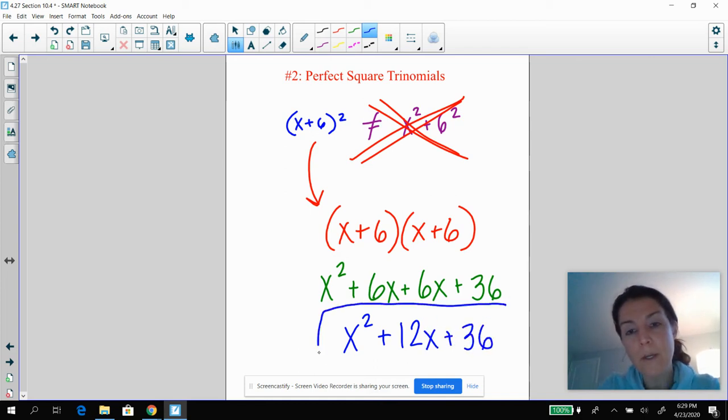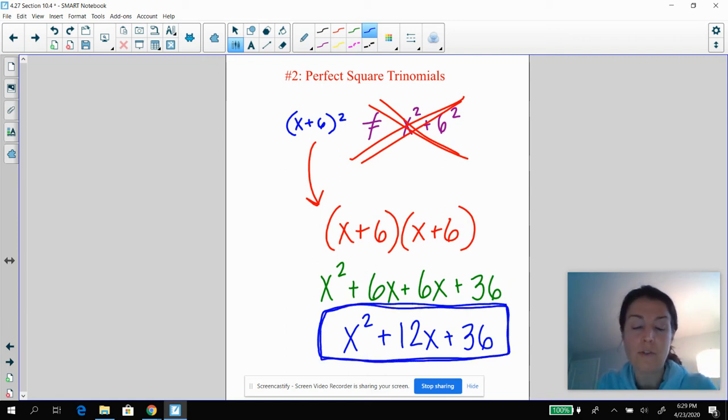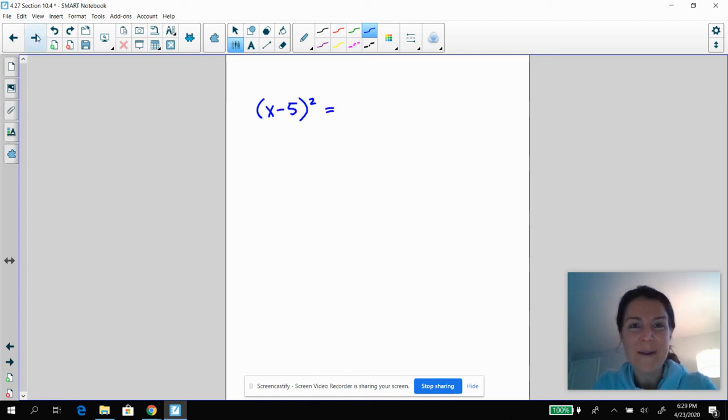This trinomial right here is what we call a perfect square trinomial. And you're going to learn why in a second. So I want you to pause the video and FOIL this one out.